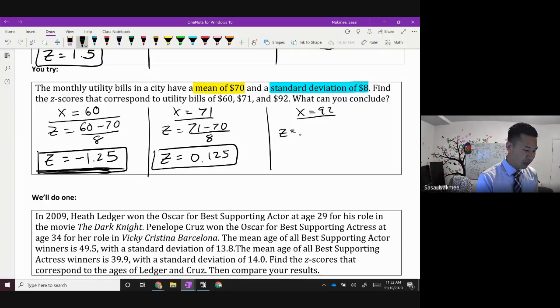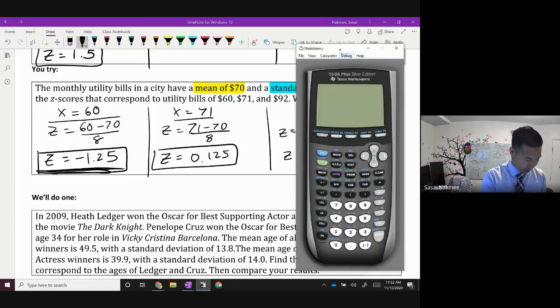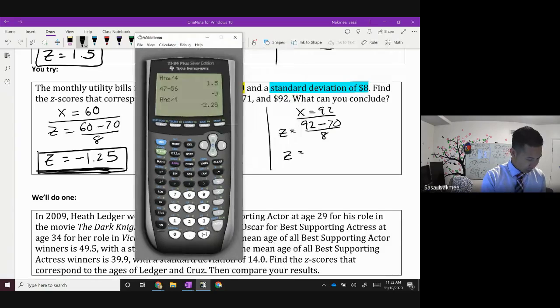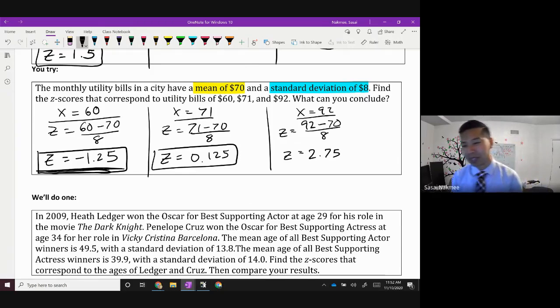Now, this third person is paying $92 a month for their utilities. This guy has left the water running or the gas running or something running. He's burning through his money on this utility bill compared to everyone else. Calculating the Z-score for this last one, just to show the work, 92 minus 70 gives me that, divide that by 8, and you get a Z-score of 2.75. That's almost 3.